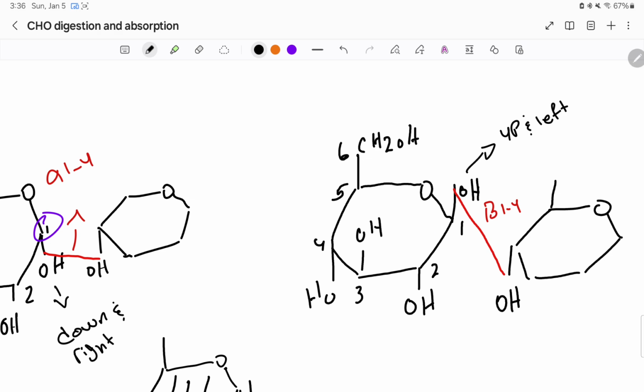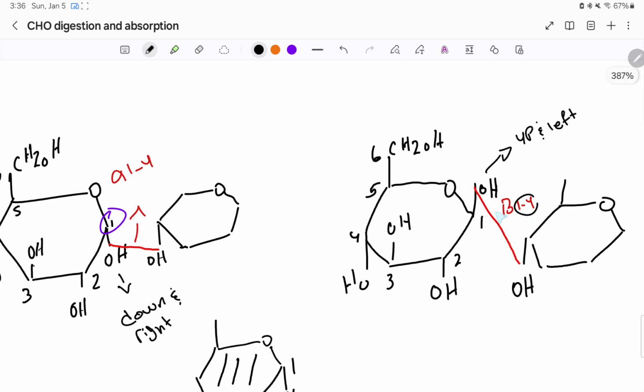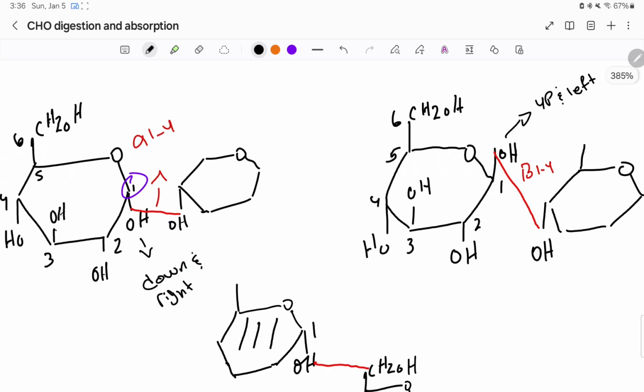Okay. Now, what do I mean when I say 1 and 4, and what do I mean when I say this? So we talked about why it's alpha and why it's beta, right? That's because of the hydroxyl group. Why is it 1 and 4 and 1 and 6? Well, the 1 and 4 refers to the carbons. So here's the first carbon of this glucose molecule binding to the fourth carbon of this other glucose molecule. How do I know that? Well, you start from the oxygen, right? You start counting from the oxygen.